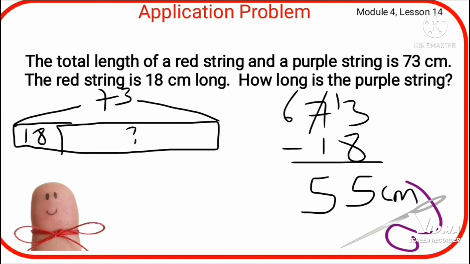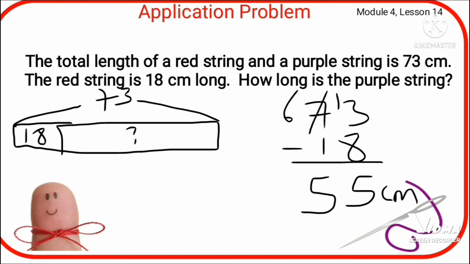The total length of a red string and a purple string is 73 centimeters. The red string is 18 centimeters long. How long is the purple string? Right, so we know the length of the red string to be 18 centimeters. I've drawn a representation with a tape diagram. The length of this string is 73 centimeters as I indicated. We know the part that is 18 centimeters. The other part we don't know. So how do we find out?